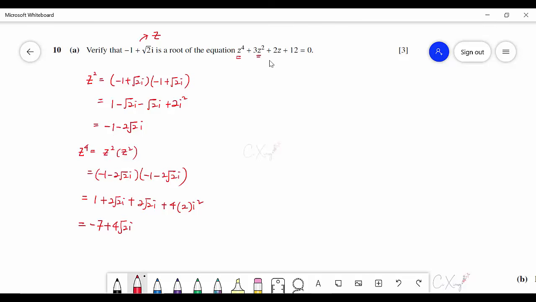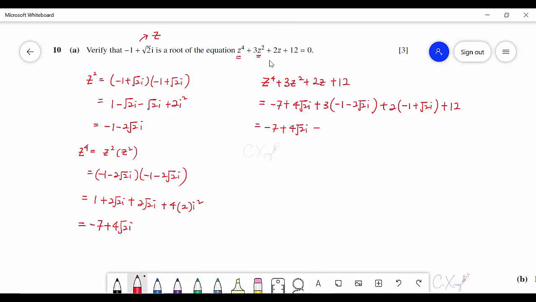Therefore, now I want to verify that this is a root of the equation. From the left-hand side of this equation, you have z power 4 plus 3z squared plus 2z plus 12. It equals z power 4, which we already calculated just now, then plus 3 z squared. z squared is -1 minus 2 square root 2i. Then z itself is -1 plus square root 2i, then plus 12. So what you need to do now is simplify this whole expression and try to get the value 0.